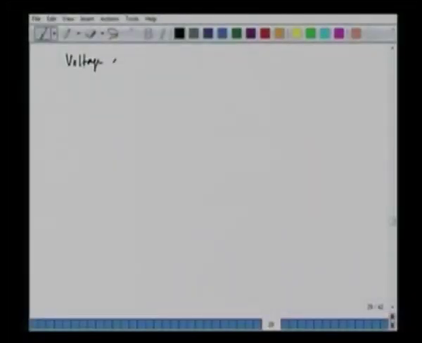Now, having derived the torque equation, we would also like to see the equations for the voltage. The voltage equations are as follows. So we can write down the voltage equations, and these are in the rotor reference frame.